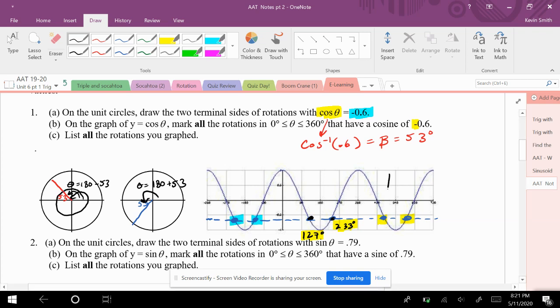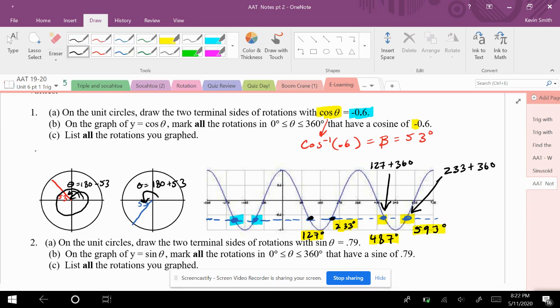So this angle right here will be 127 plus 360 degrees, which will be 487. This angle here will be 233 plus 360 degrees, which will be 593. Let me just highlight those. We know those are the answers.